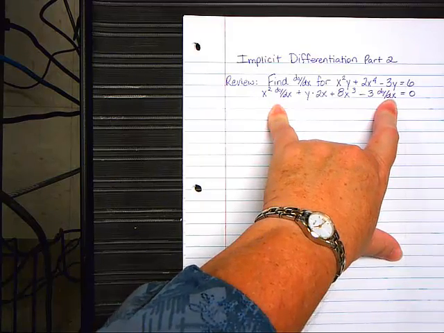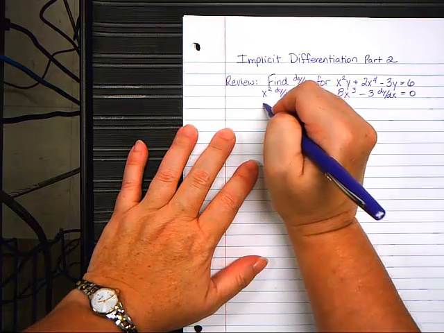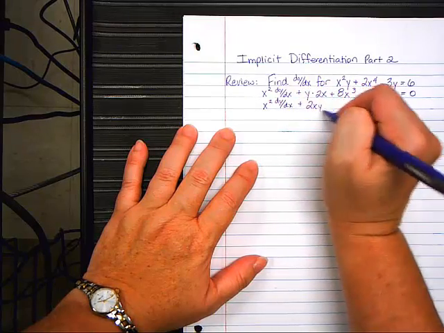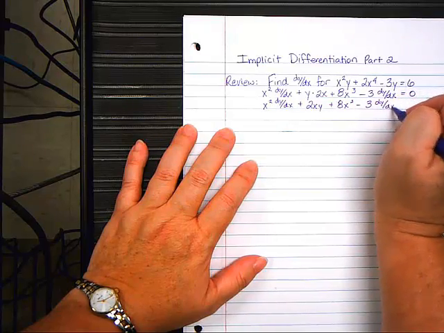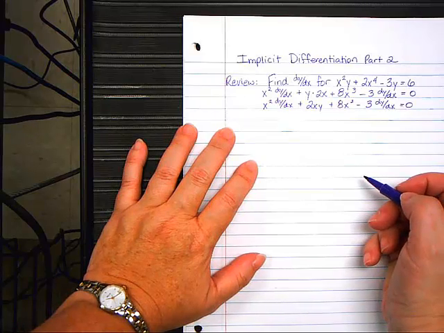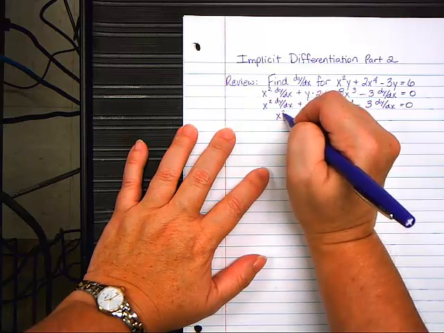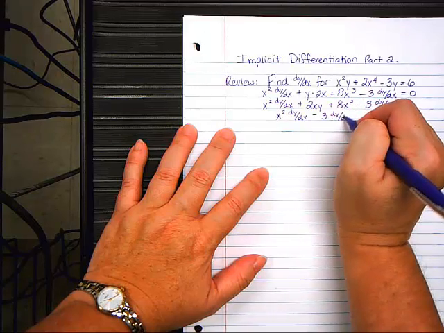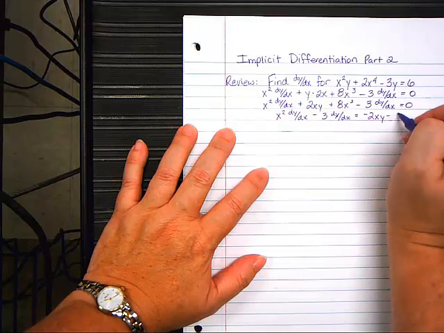Okay? So once we get to here, we've got to clean it up a little bit more. So we have x squared dy dx plus 2xy plus 8x to the third minus 3 dy dx equals 0. And it's always the same steps. Take the derivative, move the non-dy dx's over. X squared dy dx minus 3 dy dx equals negative 2xy minus 8x to the third.